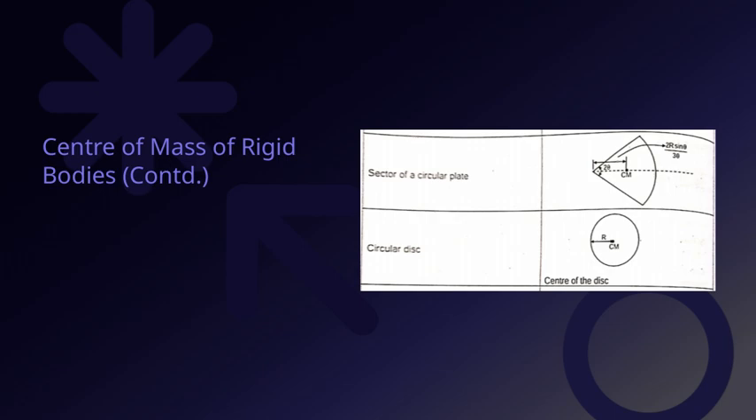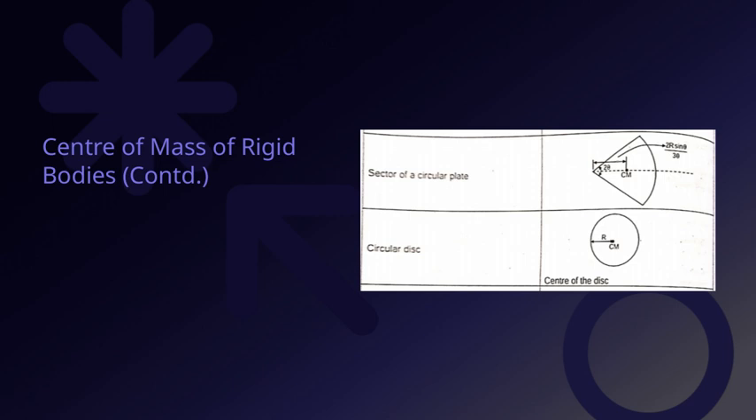We'll also touch on the significance of choosing a reference point. The position of the center of mass relative to this point can be calculated using the coordinates of all the mass elements. This becomes particularly useful in practical applications, like designing mechanisms or analyzing stability.